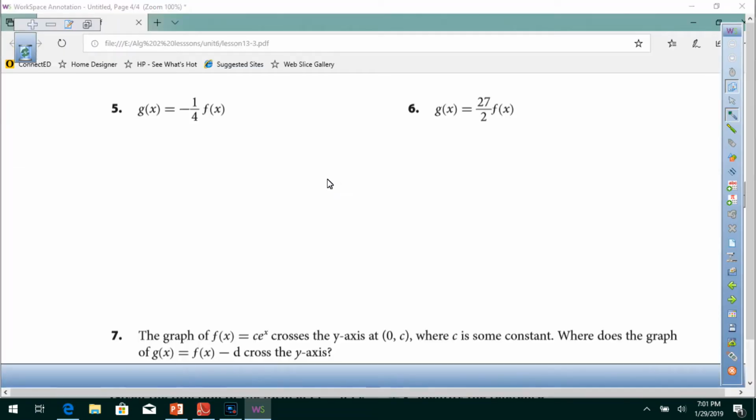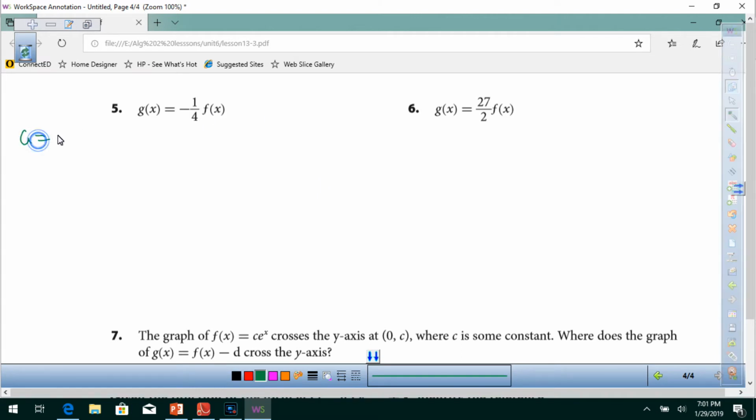Number five. This time we have a equals negative 1/4. So we're going to have a vertical compression by a factor of 1/4, and reflect over the x-axis.